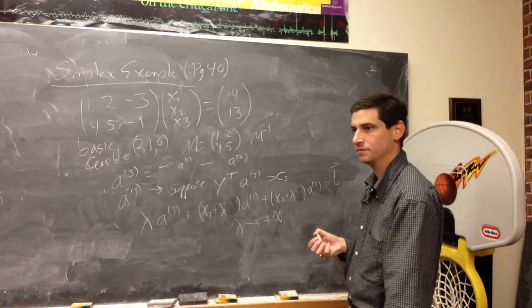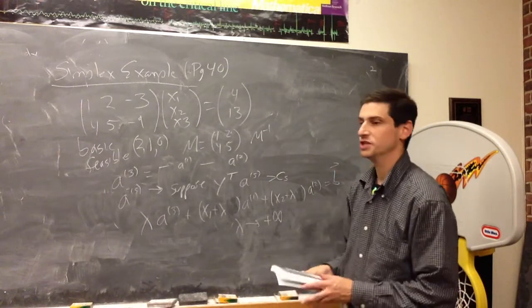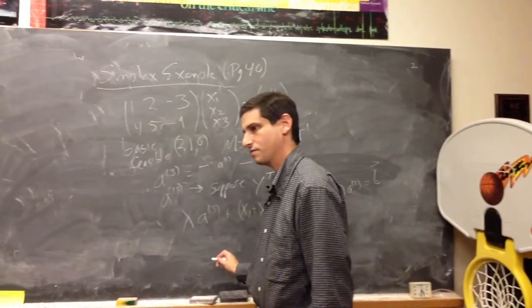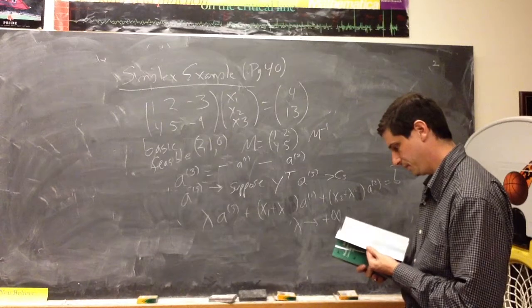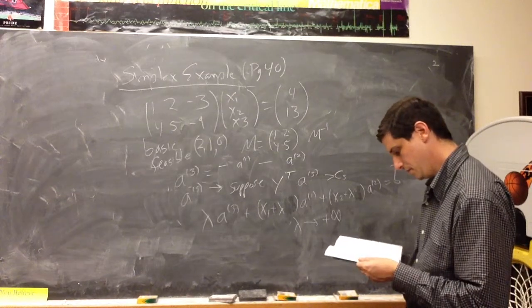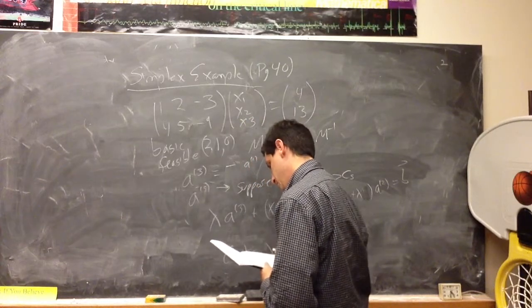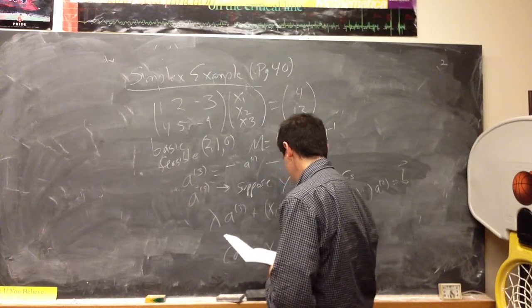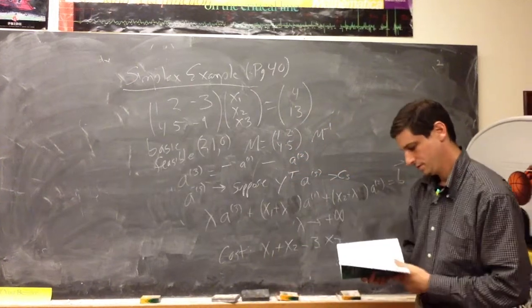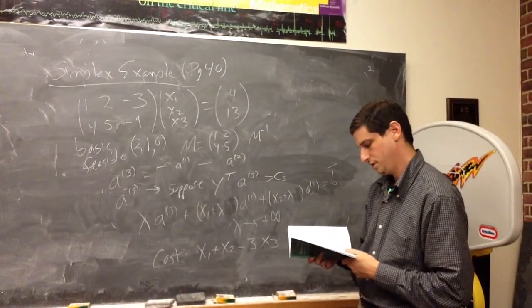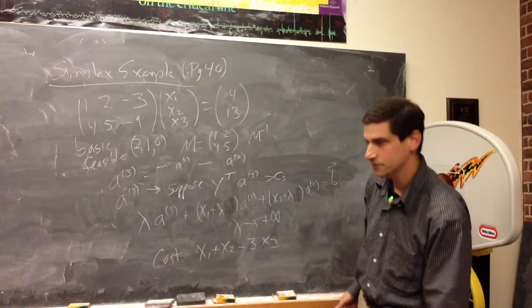So what is the cost in this problem? The cost is going to be C transpose x. But just what is C? Oh, I don't remember what C was. So the cost here is x1 plus x2 minus 3x3. Okay, and so here we have this whole chain of solutions.